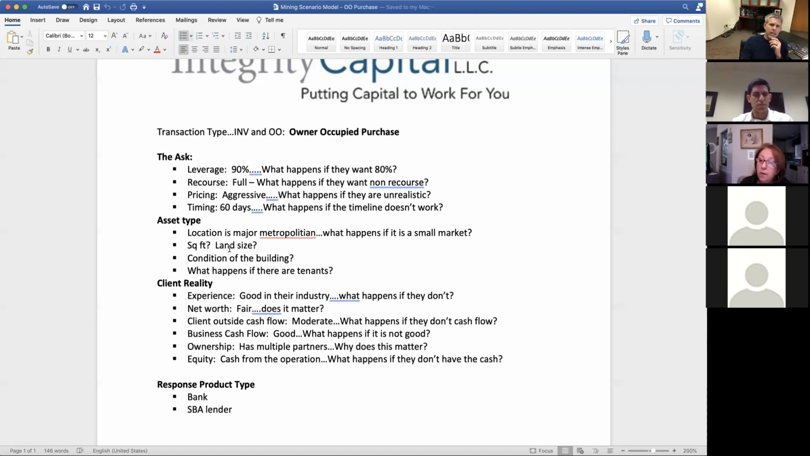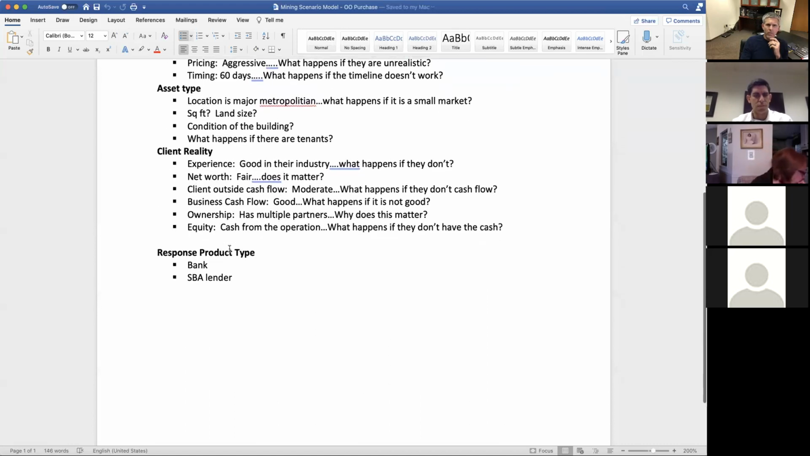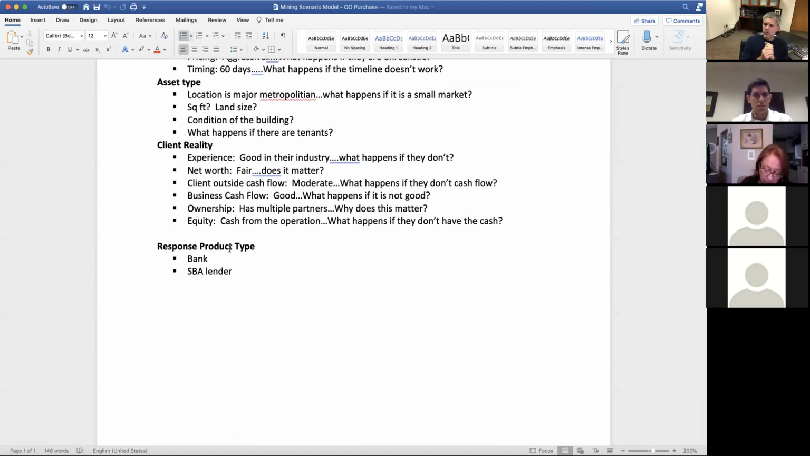So anything on those elements, comments or things you want to add, or something that I'm not thinking of? Okay. So after you do that, then we go to the asset type.